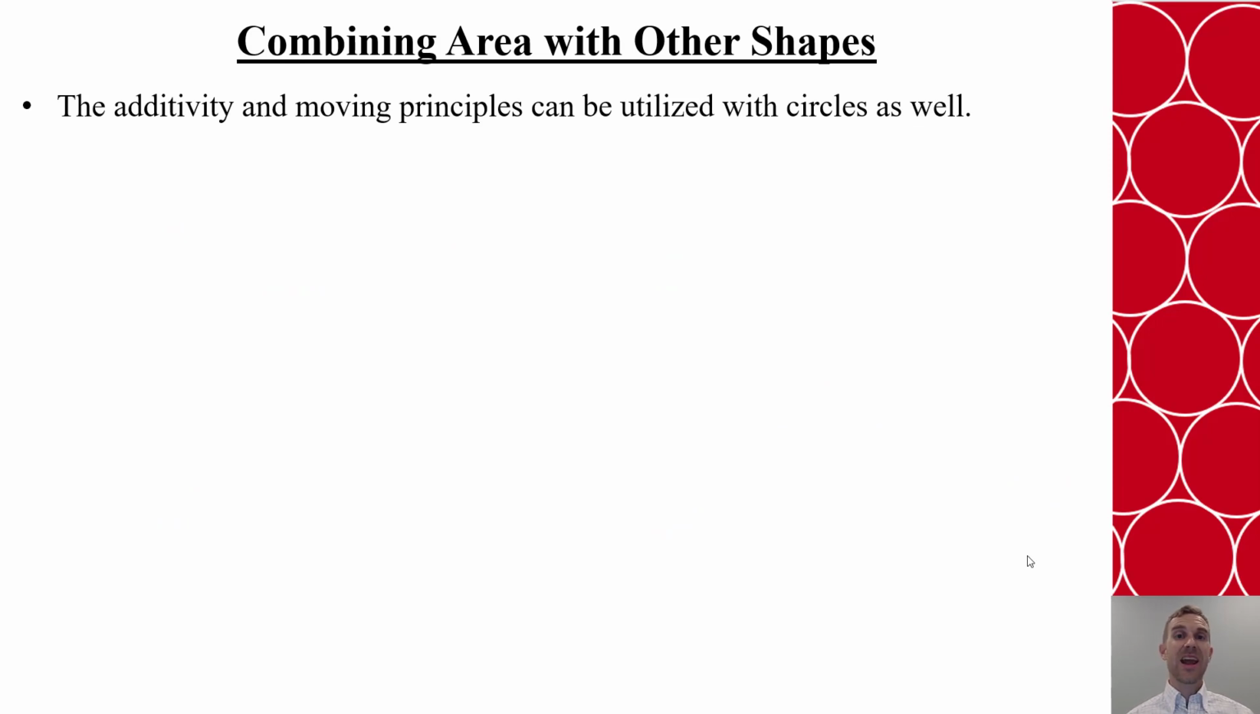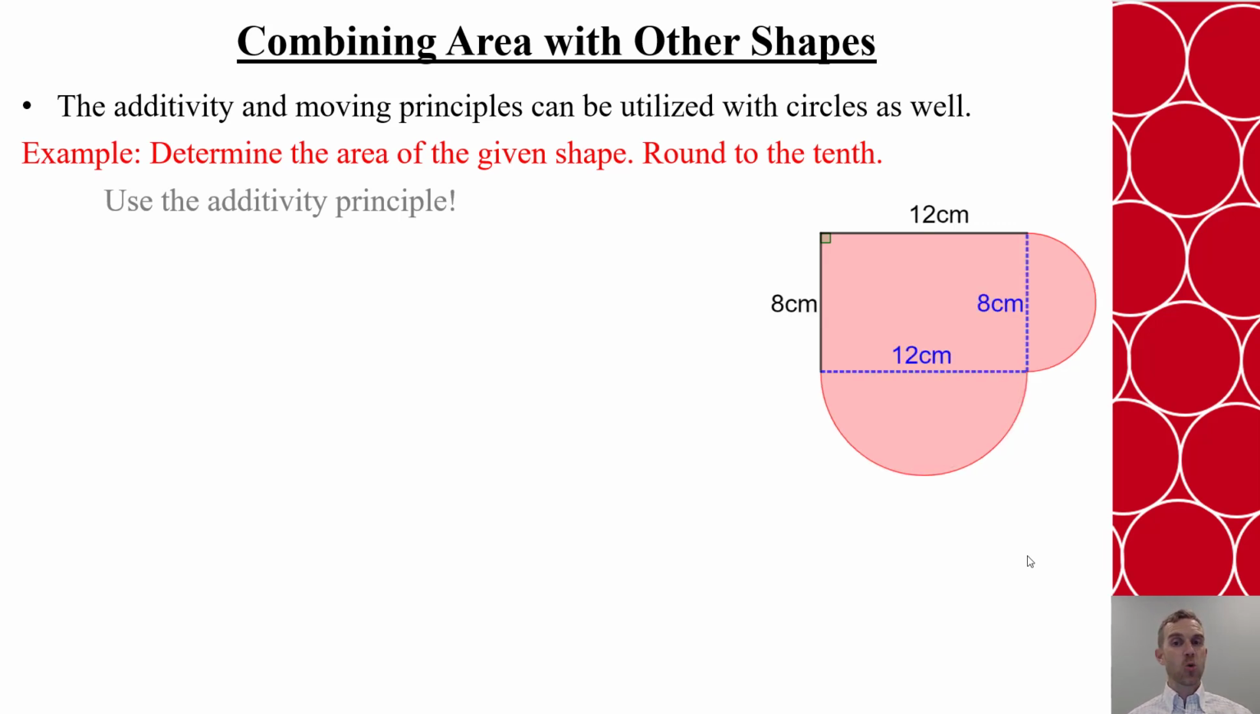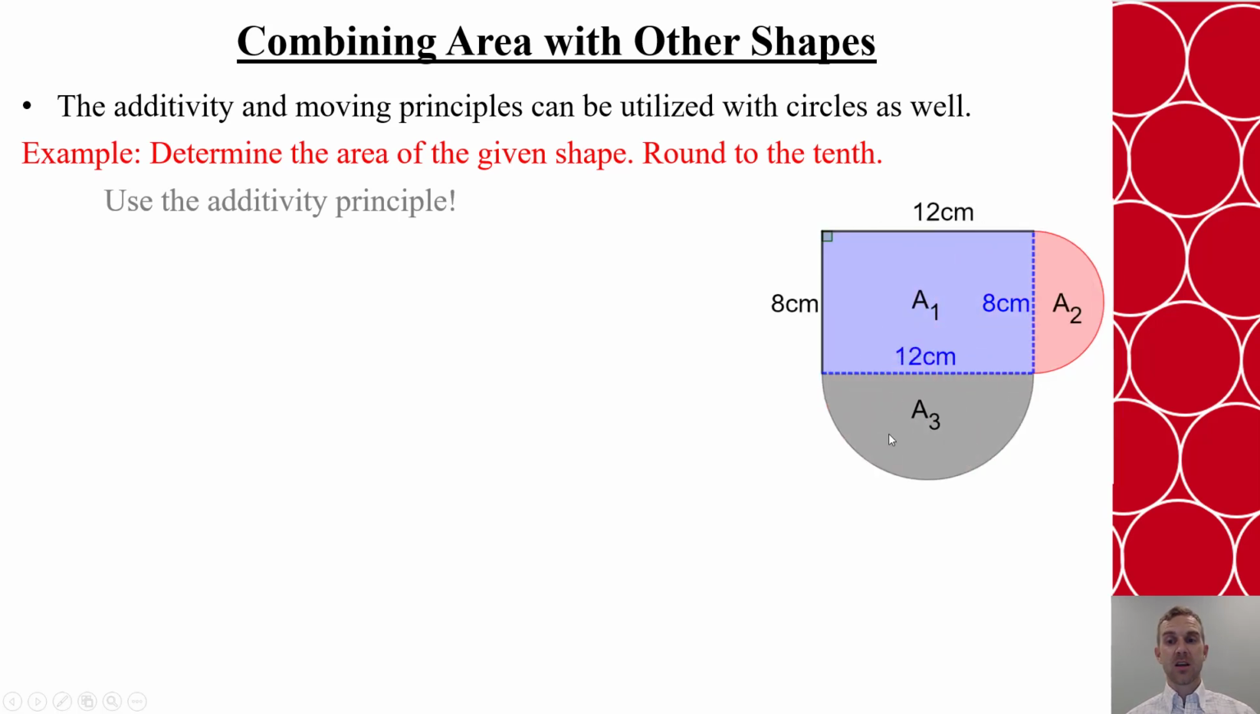Now we can also take the area of a circle and use the moving and additivity principles to combine it with other shapes. For example, say that we have this unique shape here, and we want to determine the area rounded to the nearest tenth. So I would say let's use that additivity principle to separate this into separate shapes that I do recognize. If I make a rectangle, what I end up seeing here is I have a semicircle and another semicircle, and I can use those 3 shapes to help me out. So I have the area of this rectangle, the area of this semicircle, and the area of this semicircle.